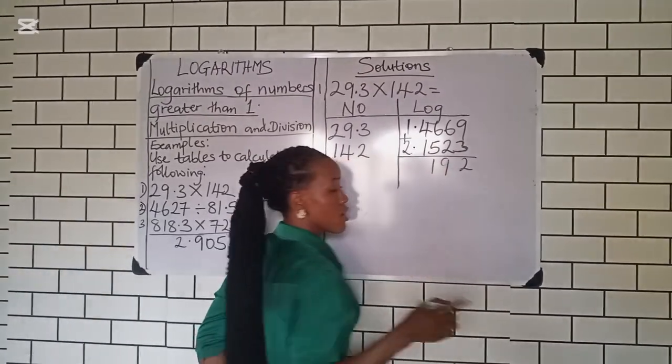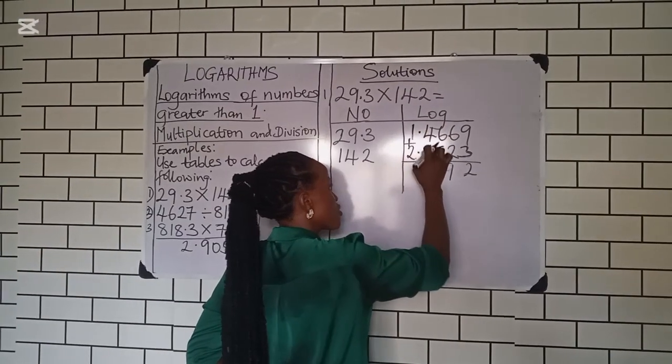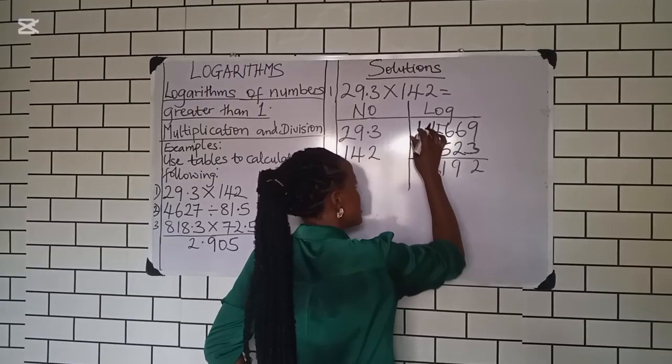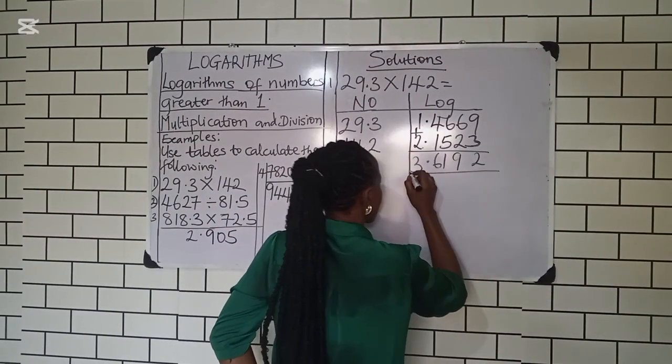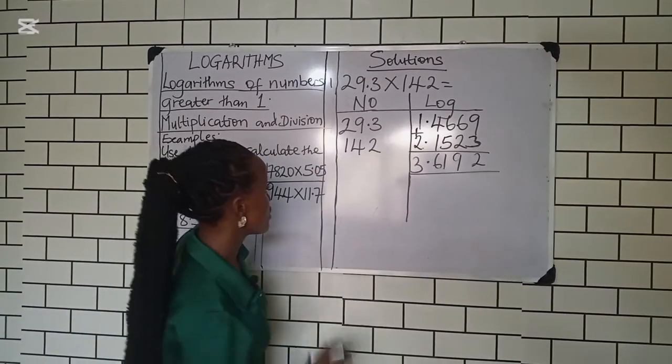6 plus 5 gives us 11. You write 1, carry 1. Add that 1 to this 4, we have 5. 5 plus 1 here gives us 6. Bring down your decimal point. Now 1 plus 2 gives us 3. This is our sum after adding the logarithms.